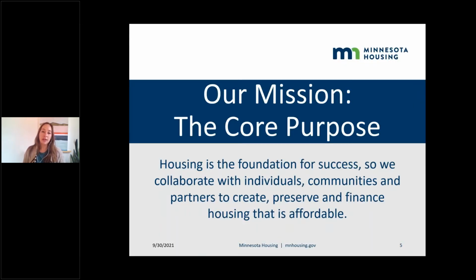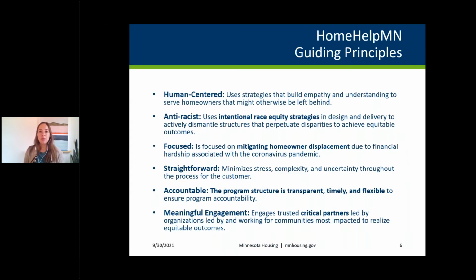So here in Minnesota Housing, our core purpose is that housing is the foundation for success. So we collaborate with individuals, communities, and partners to create, preserve, and finance housing that is affordable. So just as you know, as we're rolling out this program, we do that with this heart and commitment. We've developed a number of guiding principles. We know this HomeHelpMN is a big program, and we never want to lose sight of why we're doing it. So we're thinking about the people that are impacted. We're using intentional race equity strategies.